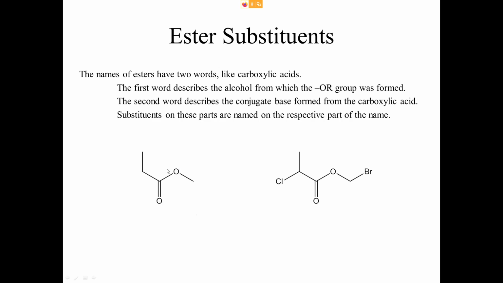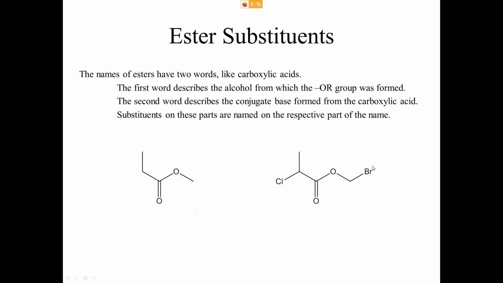What's the longest chain? Propanoic acid. It would be propanoic acid, but again, this is an ester, so we change the ending, we drop that word acid, and we call it what? Propanoate. Propanoate, exactly. So the propanoate is our second word, right, our final word, and what's the first word going to be? Methyl. Simply methyl, right? And they are separate words, make sure you leave a space. So methyl propanoate.